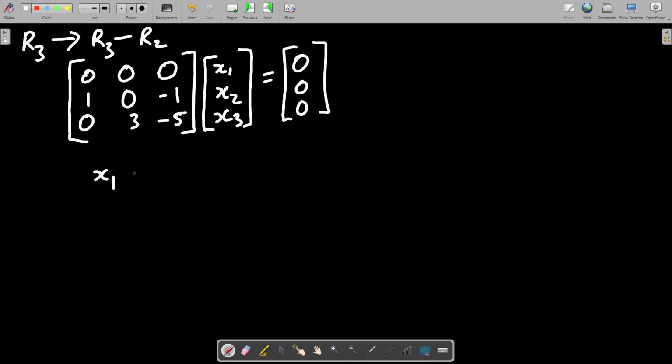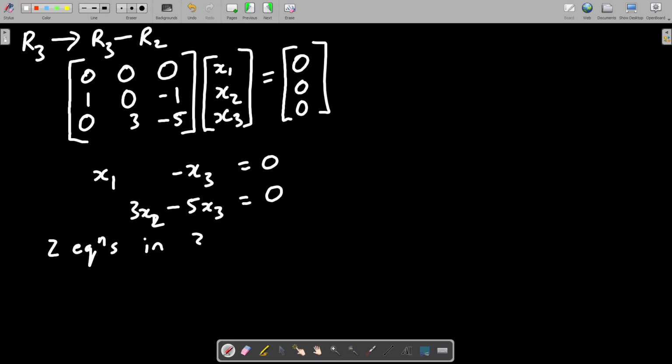So x1 minus x3 is equal to 0 and here you have 3x2. So we have two equations in 3 variables. You should have two equations in 2 variables, but you have 3 variables. So one variable is extra here. What we'll do is put that extra variable as something. Notice x3 comes in both the equations, so it's convenient to replace x3 with some number.